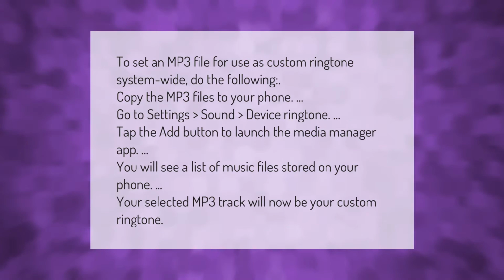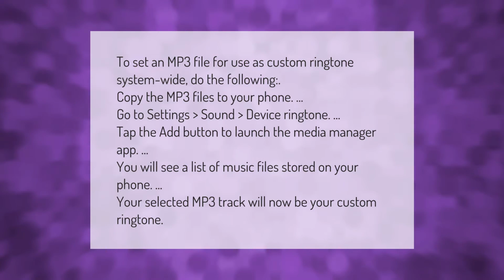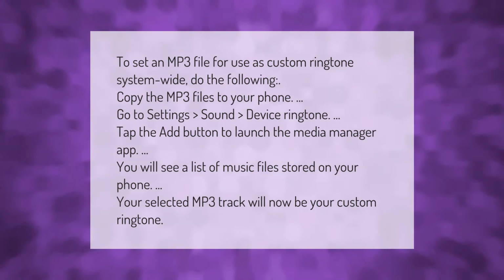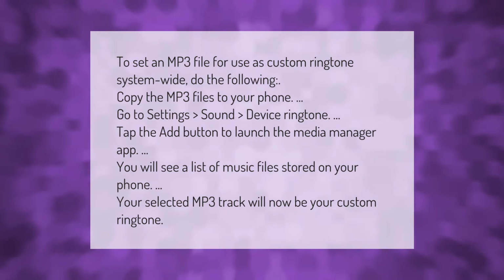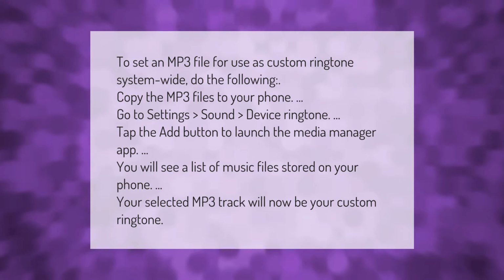To set an MP3 file for use as custom ringtone system-wide, do the following. Copy the MP3 files to your phone. Go to Settings, Sound, Device Ringtone.